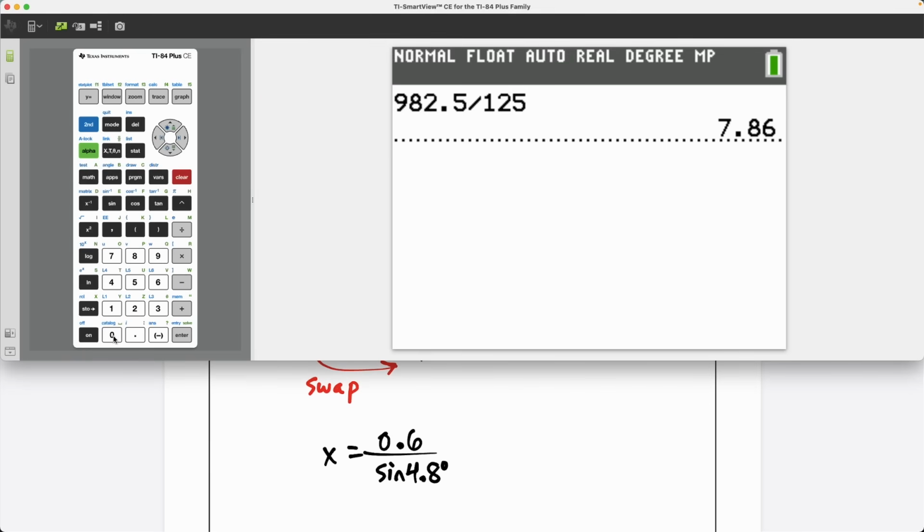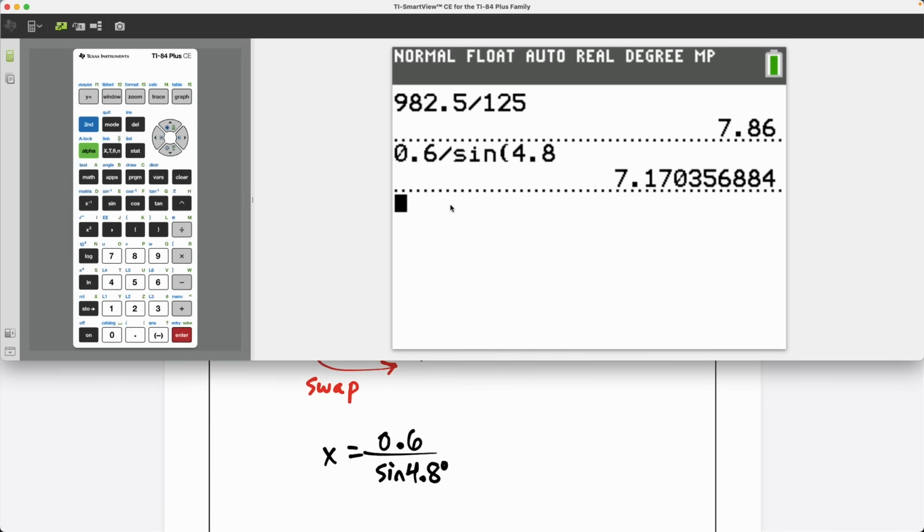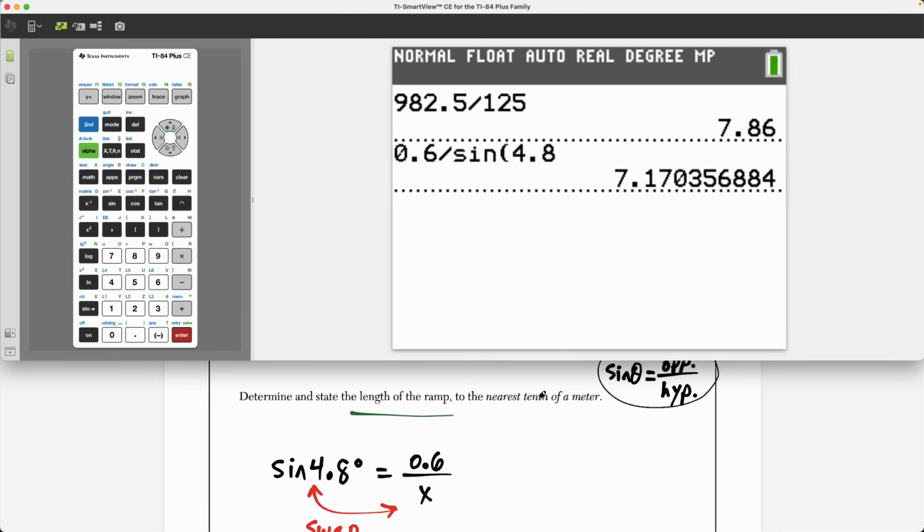So now we just type this in. We have 0.6 divided by sine of 4.8 degrees. And notice we are in degree mode up here. We press enter, and we're rounding our answer to the nearest tenth. So in the tenths place, we have a 1. To the right is a 7, which is 5 or higher. So we're going to round up to 7.2.